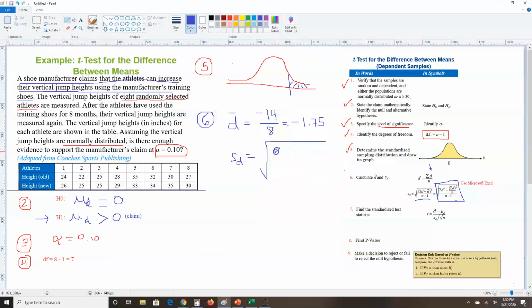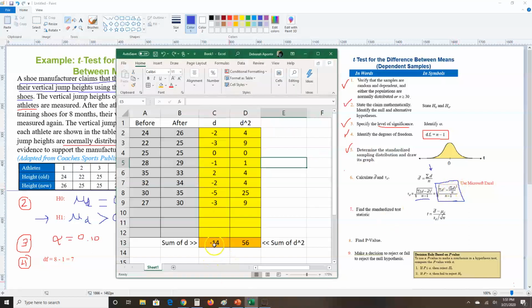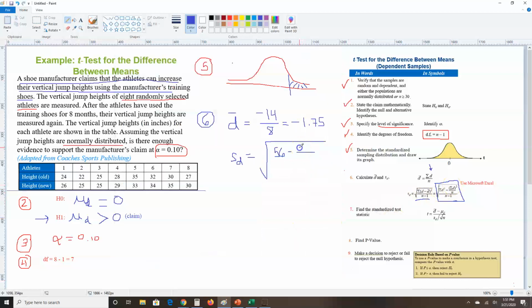That's what I'm going to put here, 56 minus. Now I have a fraction here. Okay? And look what it says here, the square of the sum of D. Now where do you get the sum of D? We did it in Excel. Okay, this negative 14 is the sum of D. Okay, this negative 14, we got it from adding all of these numbers here. That's the sum of D. So what I'm going to do, negative 14, that's my sum of D. Now what are you going to do with that? You're going to square that. Hey, that's what I'm doing. And then whatever answer you get, you're going to divide it by n, which is 8.